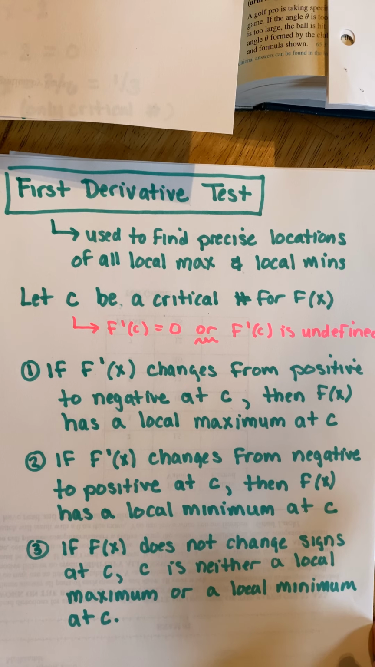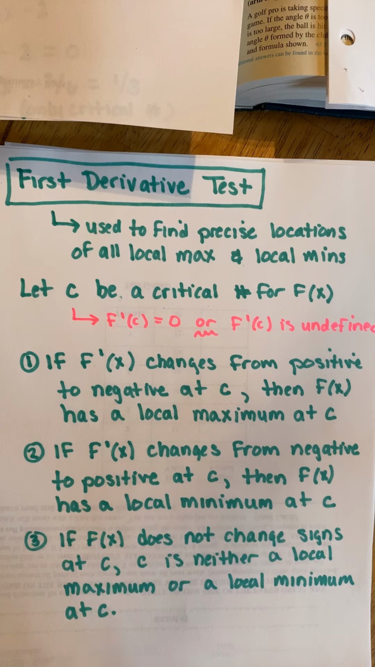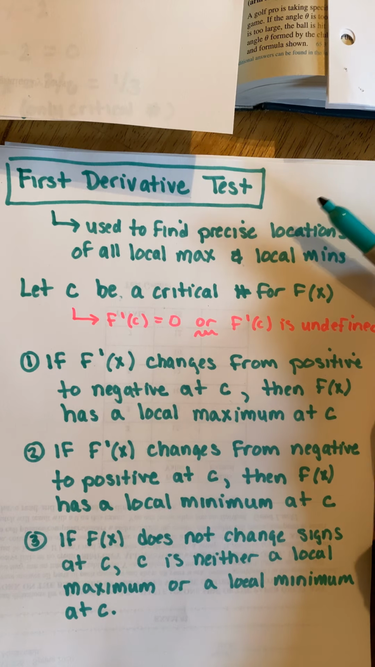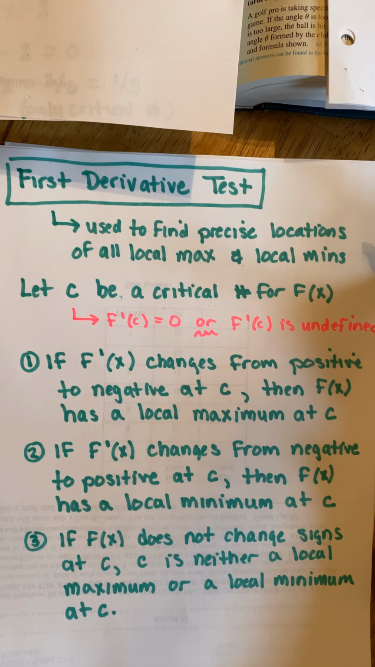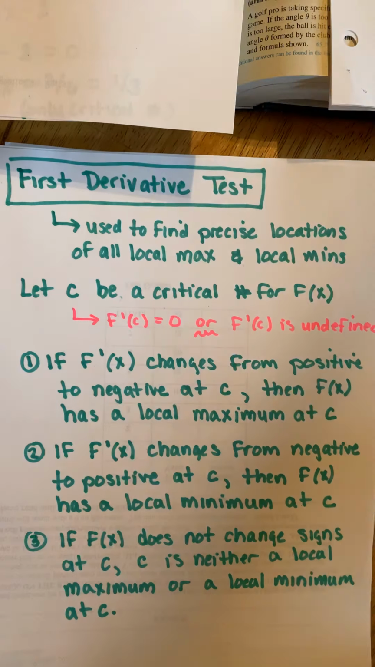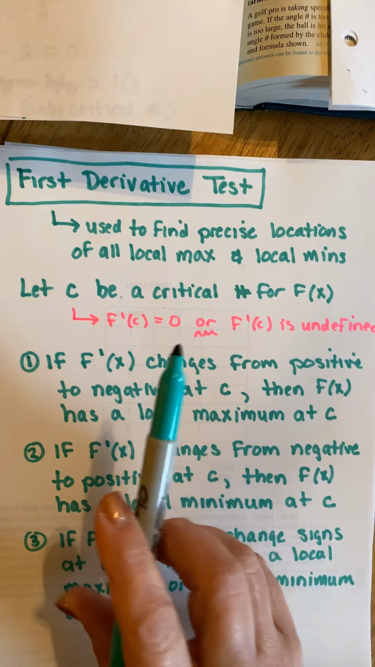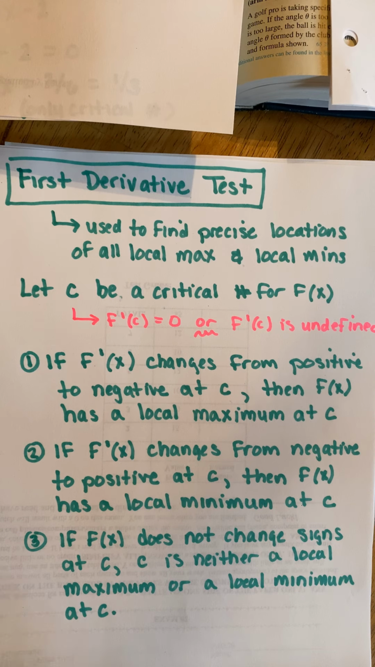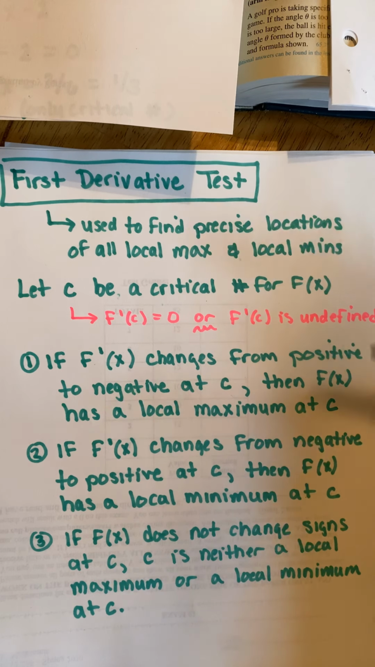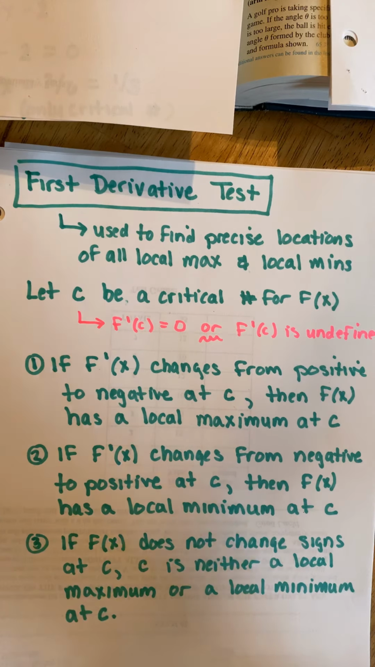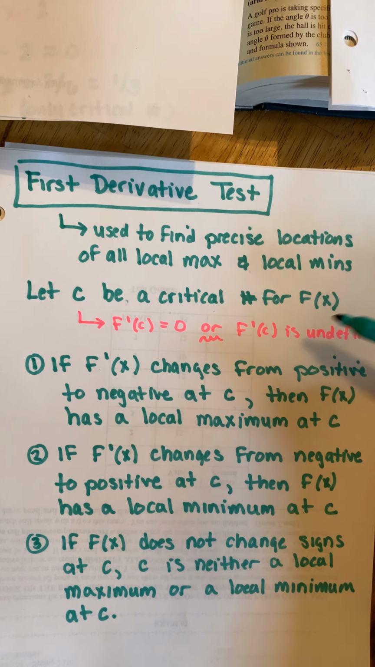You can pause it and give yourself a minute to write this into your notebook or screenshot it, whatever works best for you. The first derivative test is used to find precise locations of all local max and min values. The first thing we do is find our critical numbers, remembering that the critical numbers for our function are where the derivative is 0 or where the derivative is undefined. So once you identify these values, I set up the number line and I look at what happens before, between, and after these critical numbers.